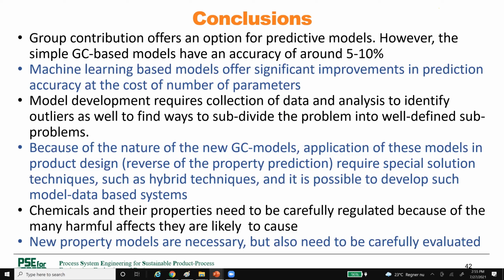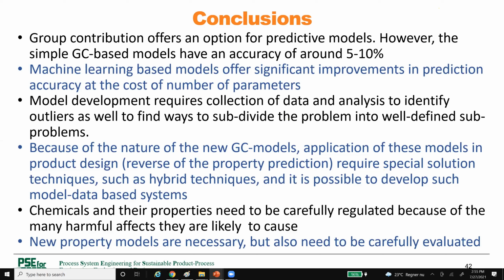Because of the nature of the new GC models, application of these models in product design, that is the reverse of property prediction, requires special solution techniques, such as hybrid techniques. We will see that in the next 3 webinars.